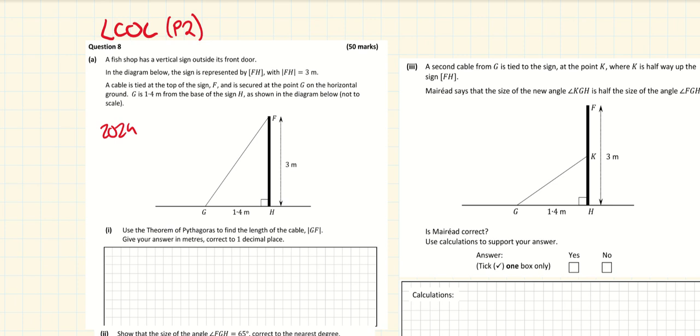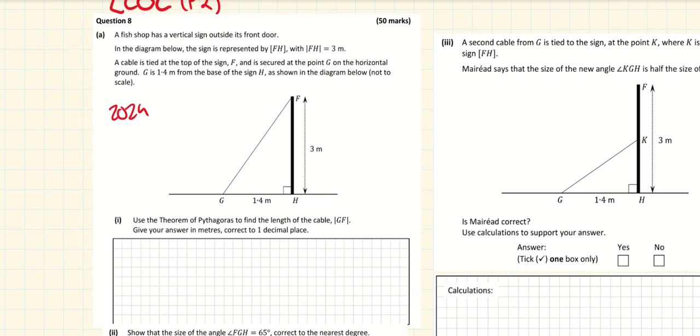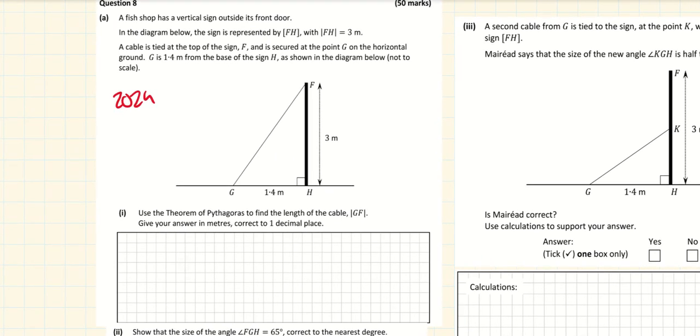A fish shop has a vertical sign outside its front door. It's represented by FH, with FH equals 3 metres. So we've got a triangle here, nice and easy. A cable is tied at the top of the sign, F, and secured to the point G, and it's 1.4 metres. Use the theorem of Pythagoras to find the length of the cable. So remember, c squared equals a squared plus b squared, and so we'll just get the square root of that. GF is what we're looking for, and it's simply the square root of 1.4 squared plus 3 squared. And that's all we actually have to do.